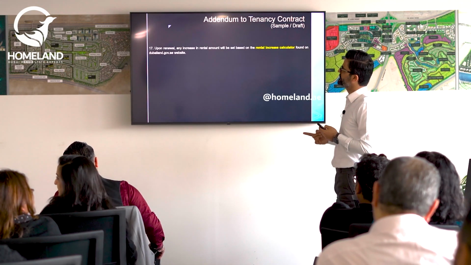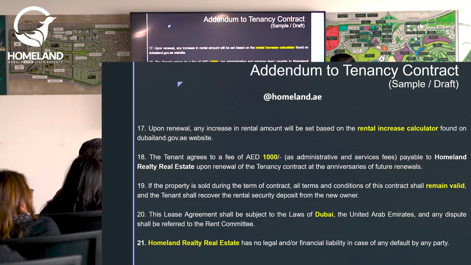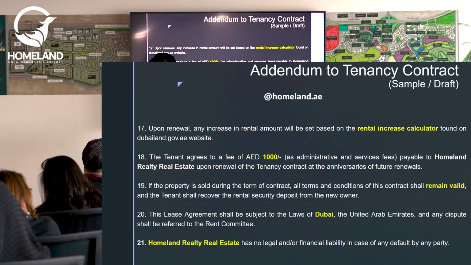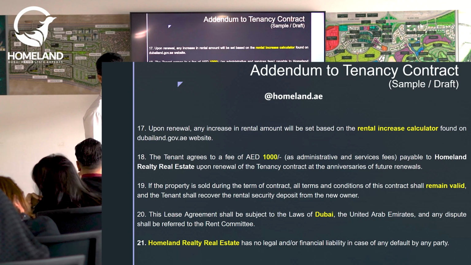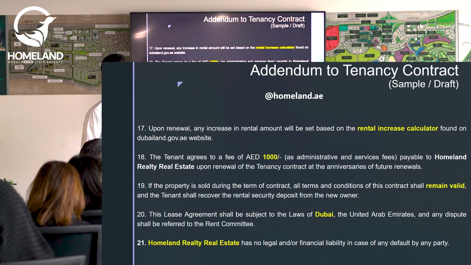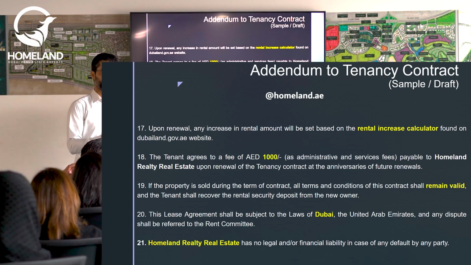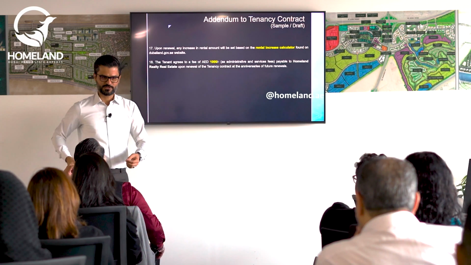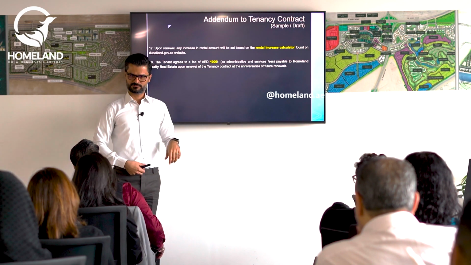Then, upon renewal, any increase will be set based on the rental increase calculator or the market average, which can be found on dubairealestate.gov. The tenant agrees for a fee of 1,000. Again, this is negotiable. I want to charge 1,000 dirham. I cannot ask for commission again every year, but I have the right to ask for 500 dirham, 1,000 dirham for my admin fees, for my service fees. I prepare a new tenancy contract, I go there, I pick up the checks, deliver to the landlord, right?